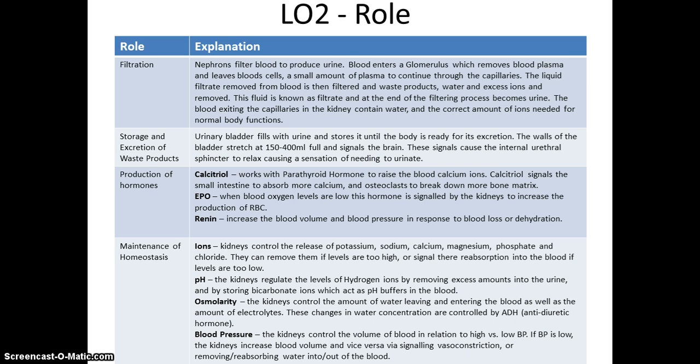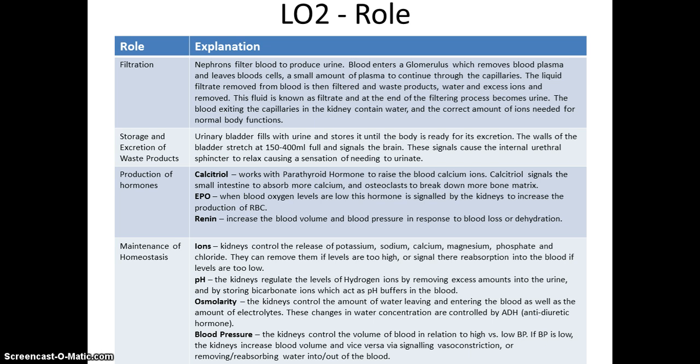In a little more detail, the blood enters what's called a glomerulus. It removes the blood plasma and leaves blood cells, and essentially takes out any waste products, water, and excess ions. Excess ions, we're talking about things like calcium or potassium: if the body has too much running around in the blood, then we need to take it out and let the blood go back down to normal levels. Similarly, if we don't have enough of them, then we can signal for the release of those ions.